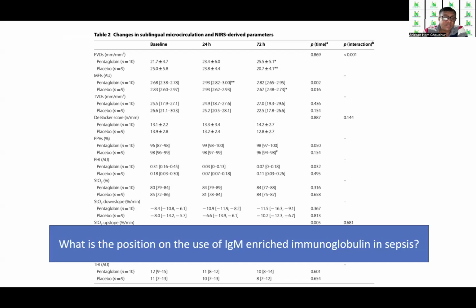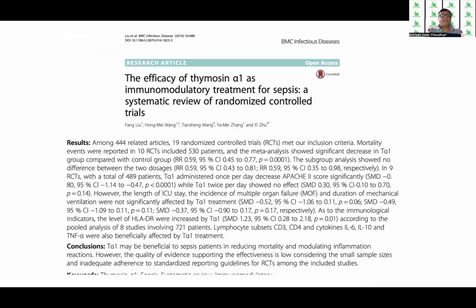So what is the position on the use of IgM enriched immunoglobulins in sepsis? Well, we can say that whatever evidence exists about its usefulness has a basis, and is not backed by a lot of theories, etc. That is a genuine concern.